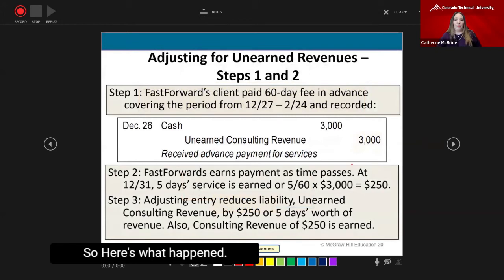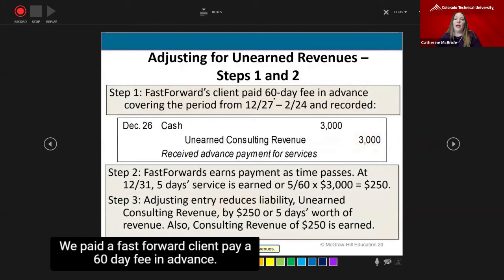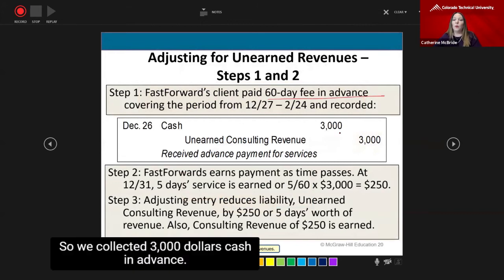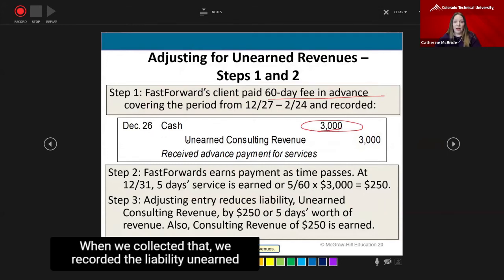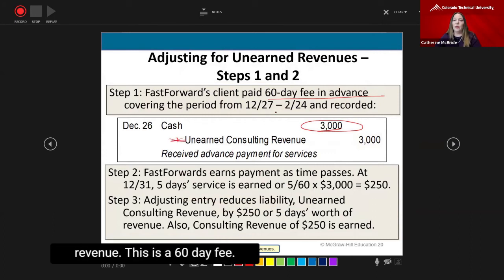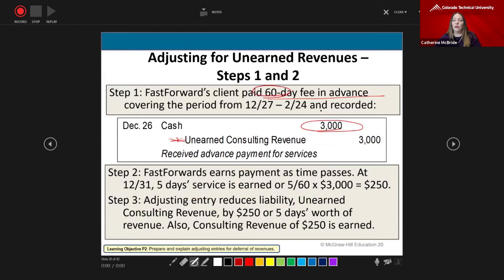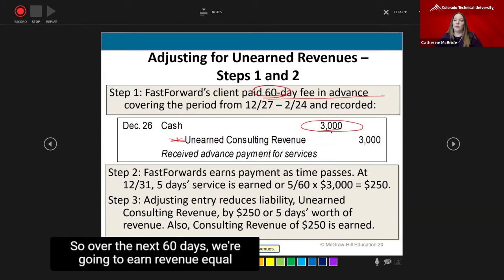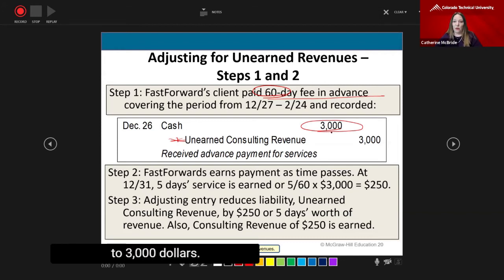So here's what's happened. This looks a little confusing. Here's what happened: Fast Forward's client paid a 60-day fee in advance. So we collected $3,000 cash in advance. When we collected that, we recorded the liability unearned revenue. This is a 60-day fee, so over the next 60 days, we're going to earn revenue equal to $3,000.